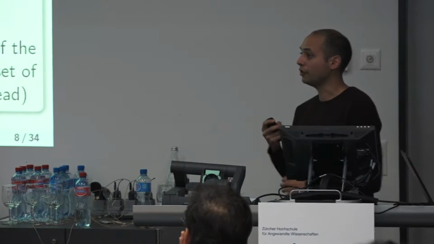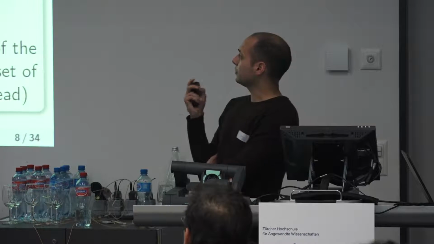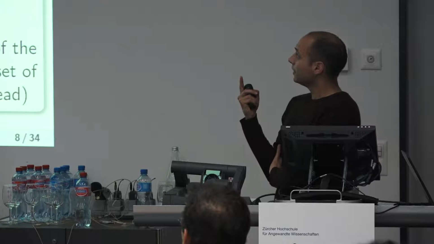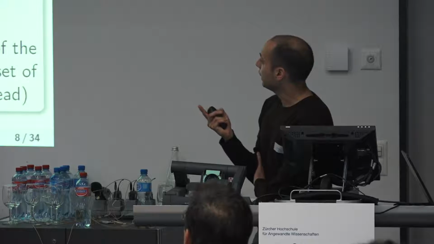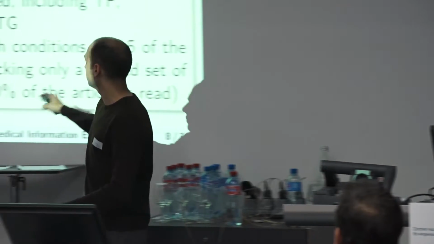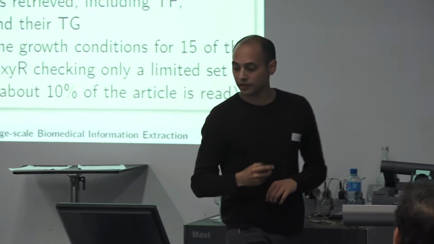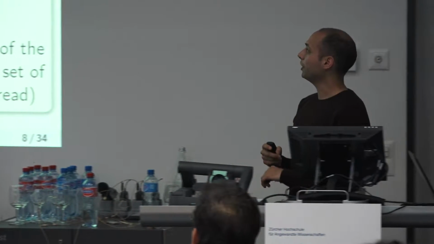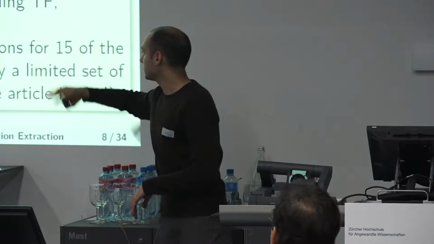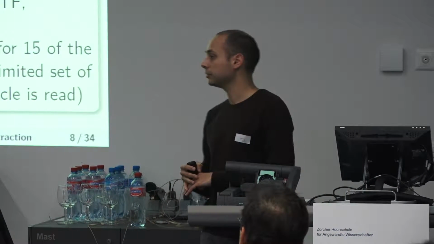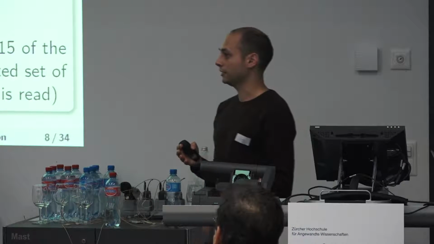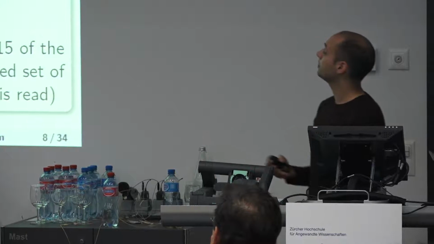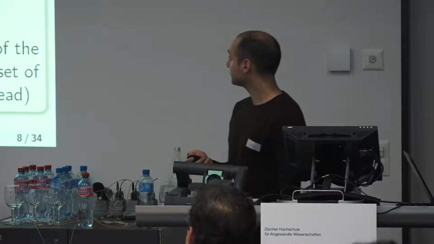In a proof of concept study early on in 2013, I think, before the project started, this was tried with human curators, and of those regulatory interactions, the primary information they were interested in, they were able to find all of them in just the filtered sentences. And the secondary information, the growth conditions, they were able to find three quarters of those. And all that by reading only 10% of the articles. So it really speeds up the work.